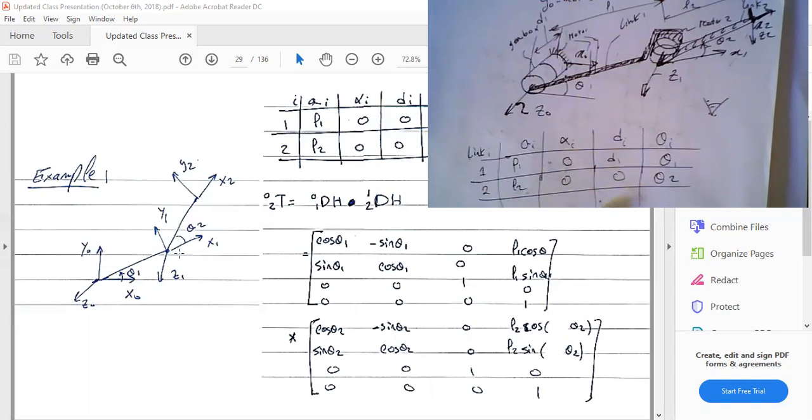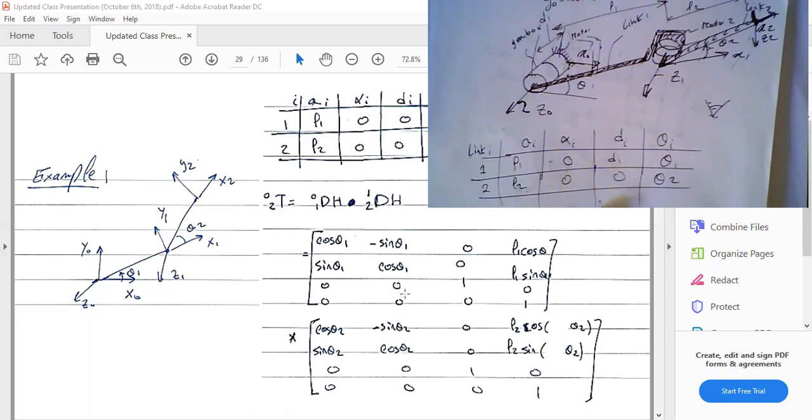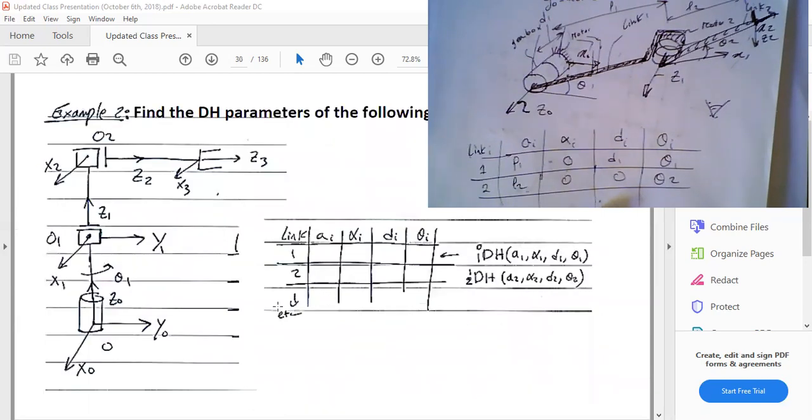After you do this, you can get the rotation R01, and you can get the coordinates of this point simply by doing these DH transformations. You can look at the X component of your T02, and you can look at the Y component of the end effector. You'll be able to capture all of these.